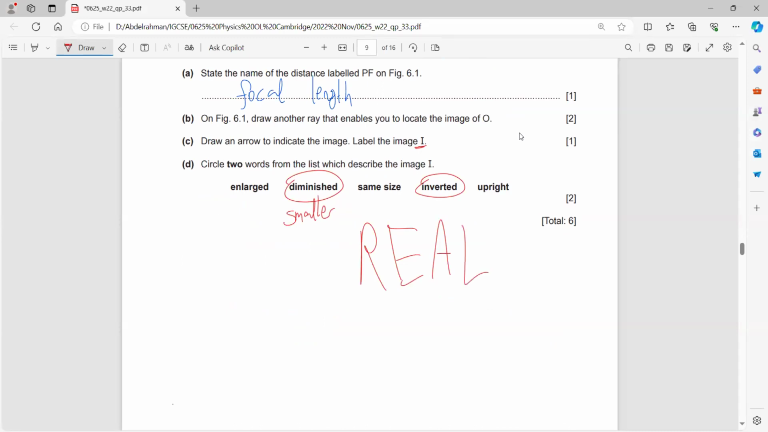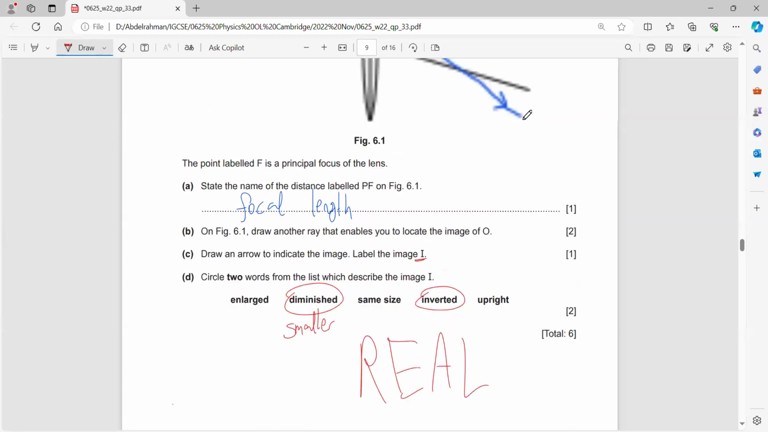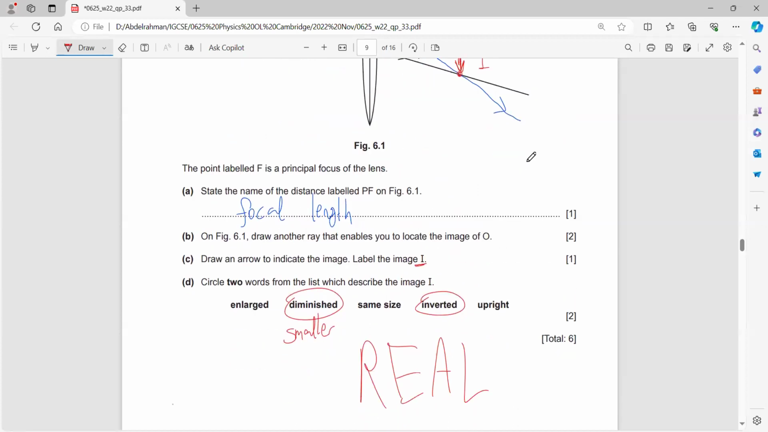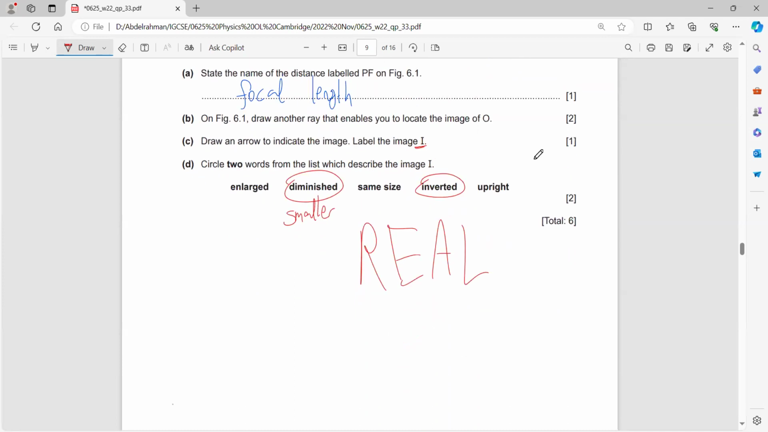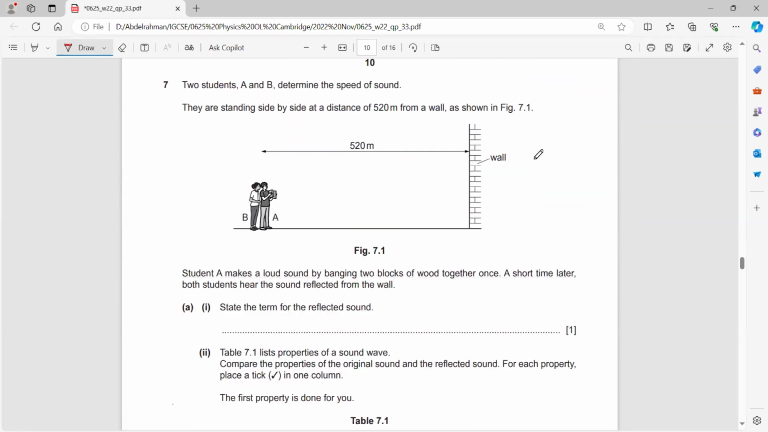You are required to know this for your exam, inshallah. You are required to know that it is a real image. Whenever the image is inverted this way, it would be a real image. ماشي.